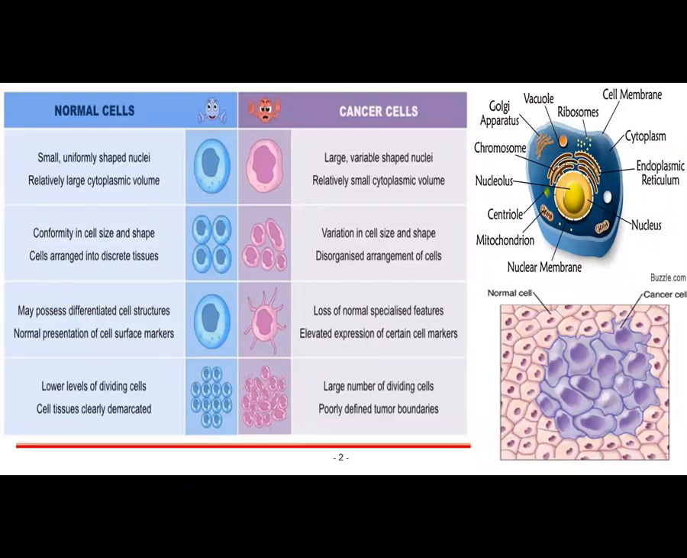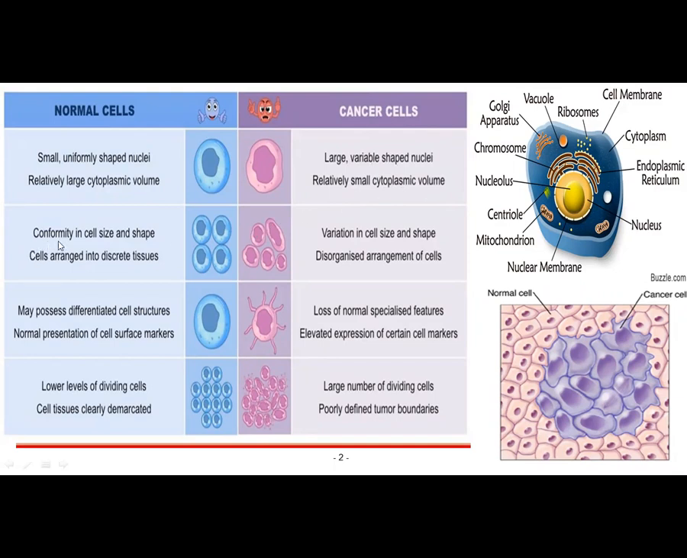Today we will have a lecture on chemotherapy. First, we will see the difference between normal cells and cancer cells. Normal cells are small, with uniformly shaped nuclei, a very specific nuclear shape, and relatively large cytoplasmic volume. On the other hand, cancer cells are large, their nuclear shape is not specific, and they have relatively small cytoplasmic volume.